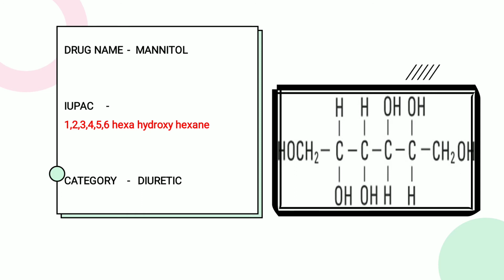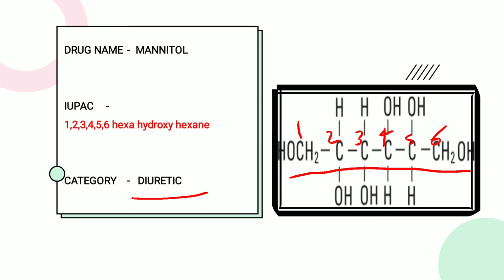Next drug is mannitol. Mannitol is again categorized into the diuretic category. In mannitol, there is no six-membered ring or heterocyclic ring, but it is a long carbon-containing chain. For any chemical name, we number it first. So we start from the left-hand side: 1, 2, 3, 4, 5, and 6. There are 6 carbons, or we say 6 alkanes, so it is a hexane.